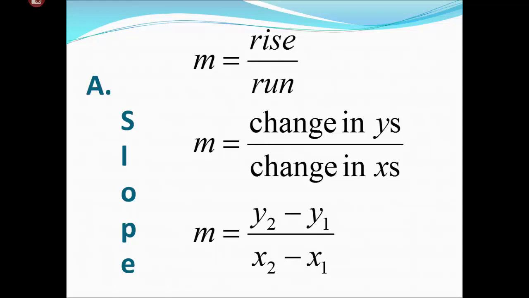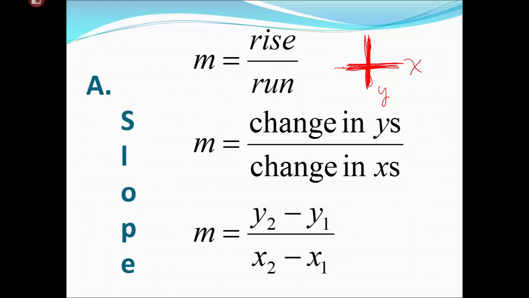The letter that's always used for slope is m. M is equal to rise over run. The reason why it's rise over run is because when you're talking about axes, your x-axis and your y-axis, when you rise, you would rise on your y-axis, and when you run, you would run on your x-axis.